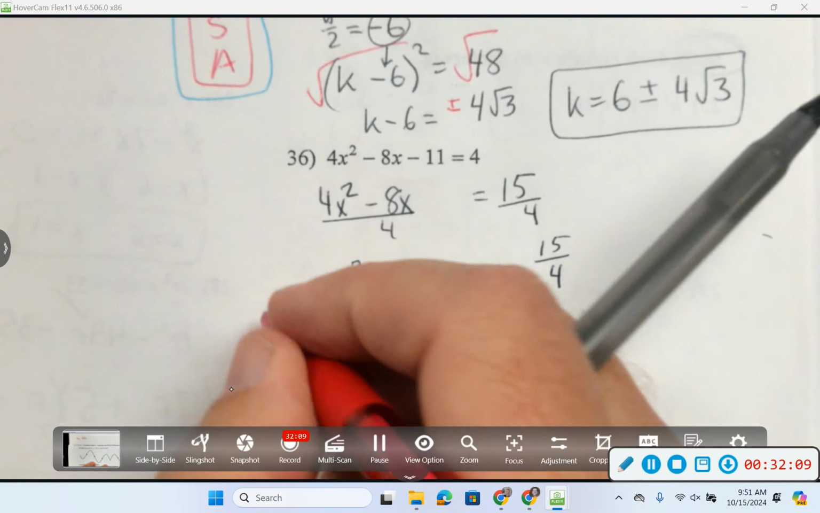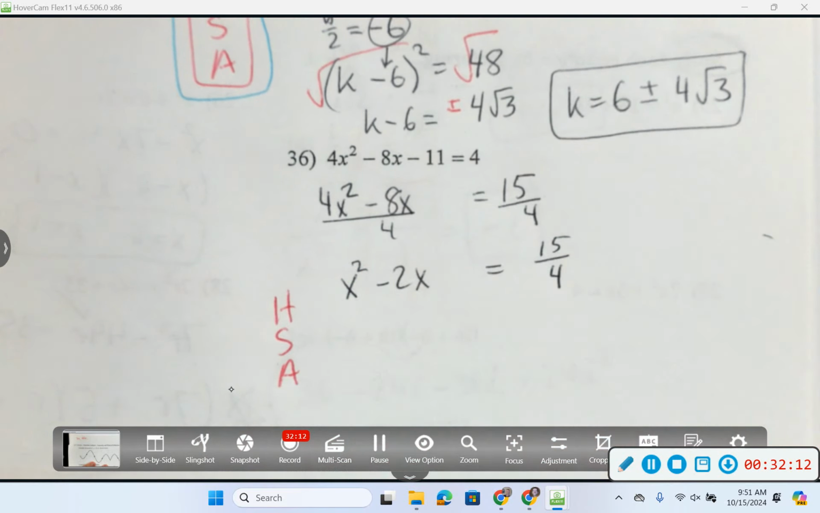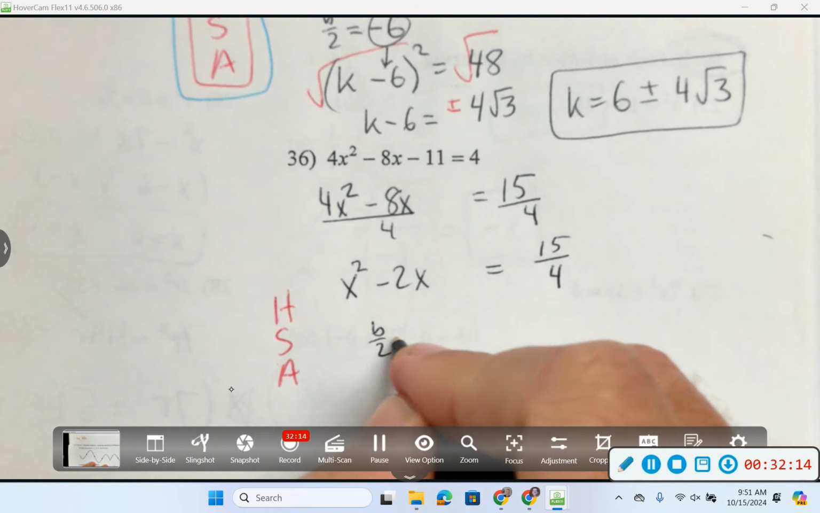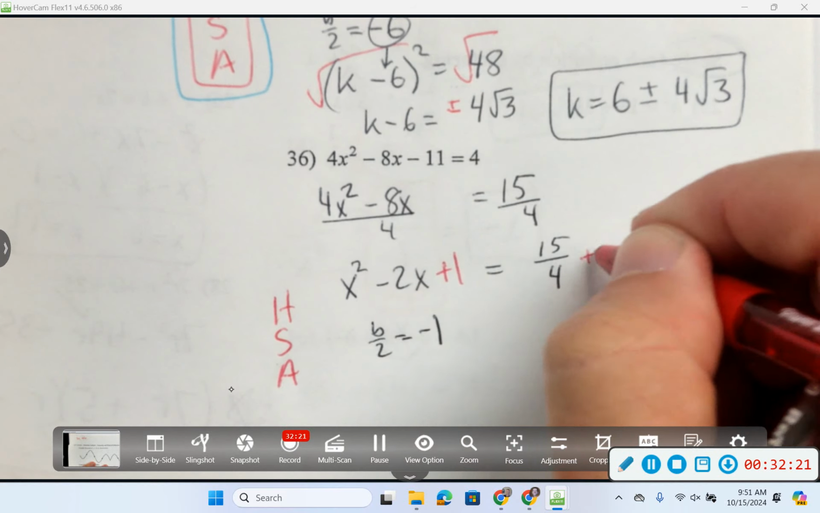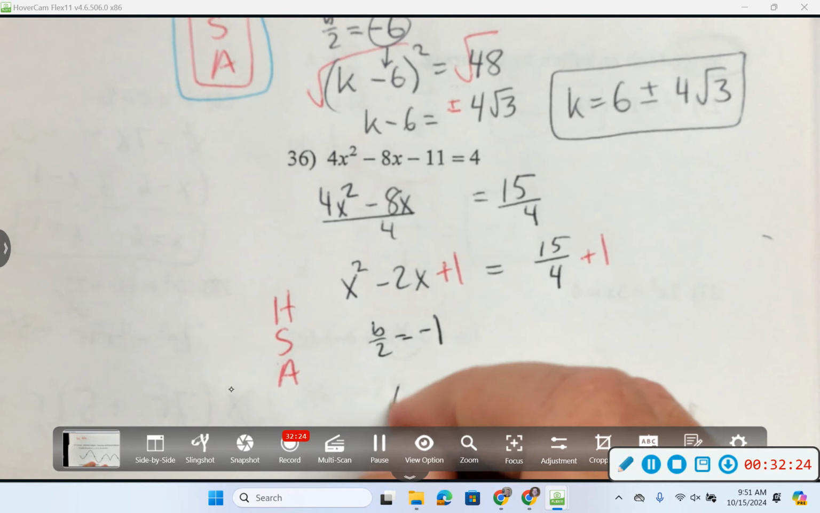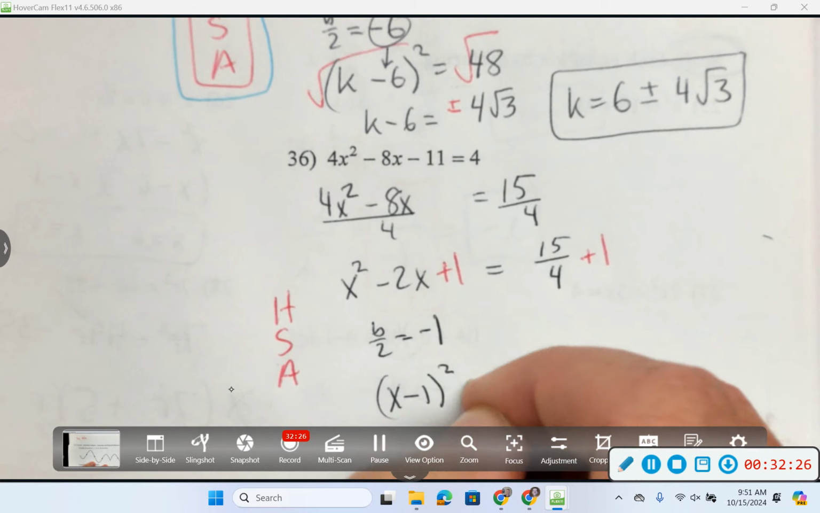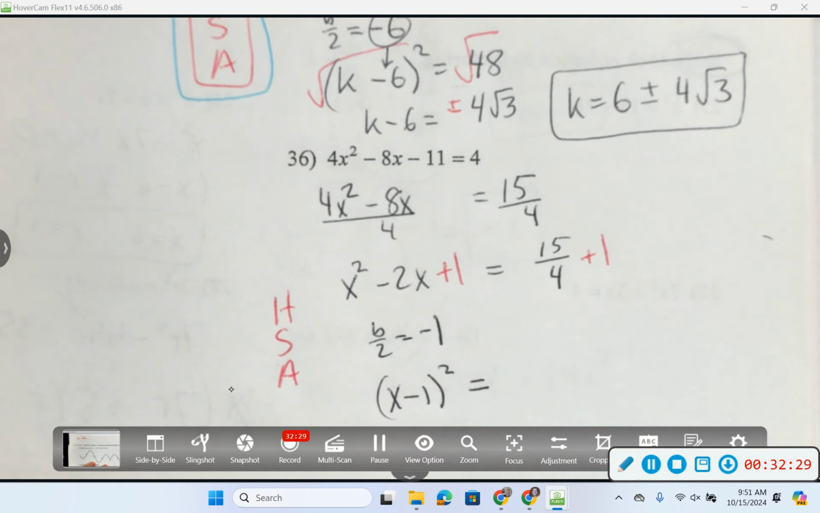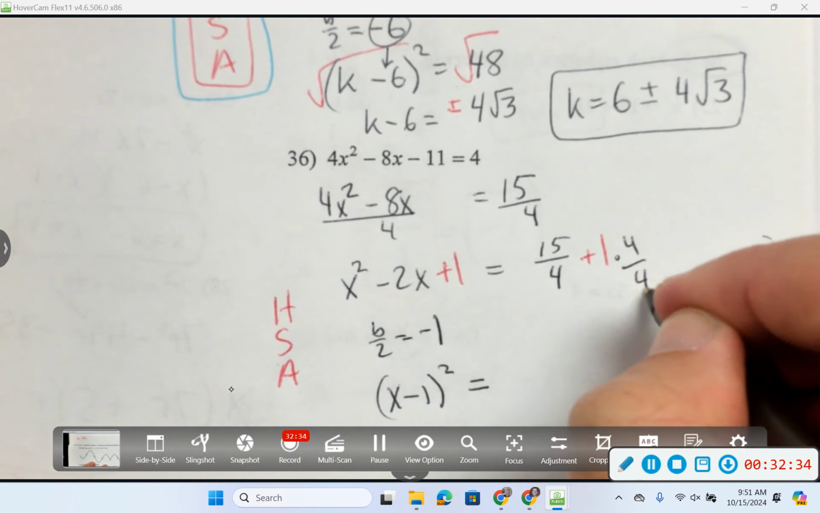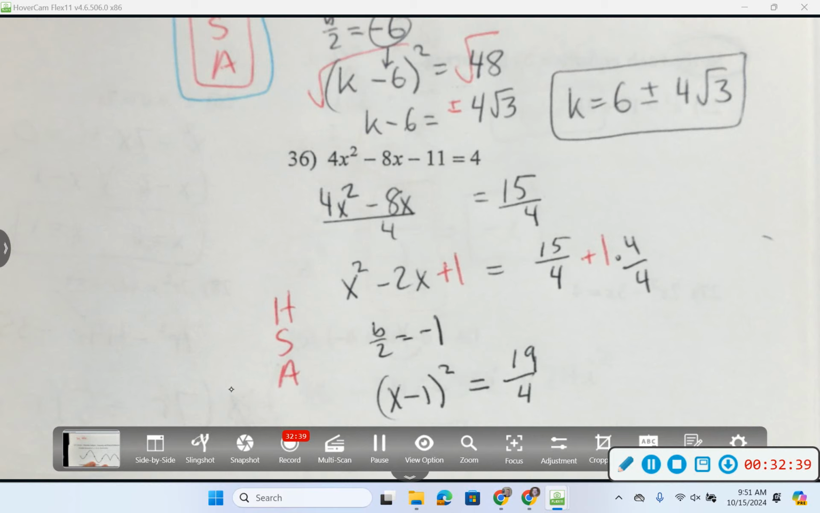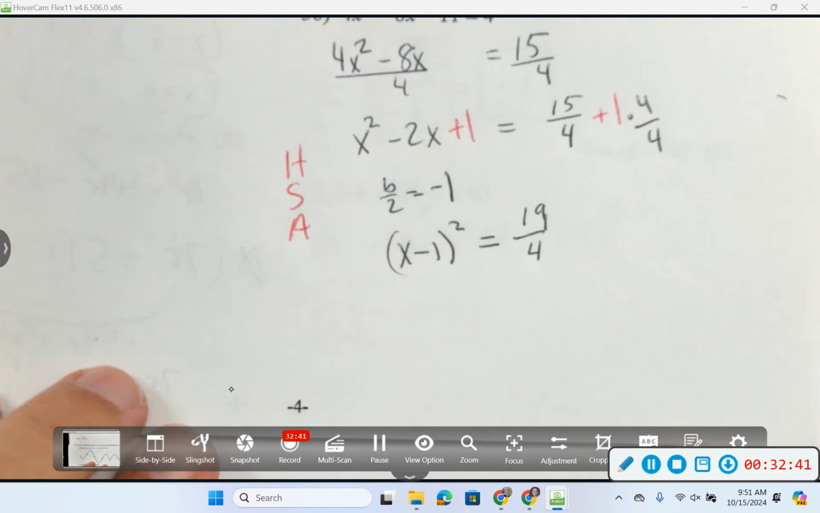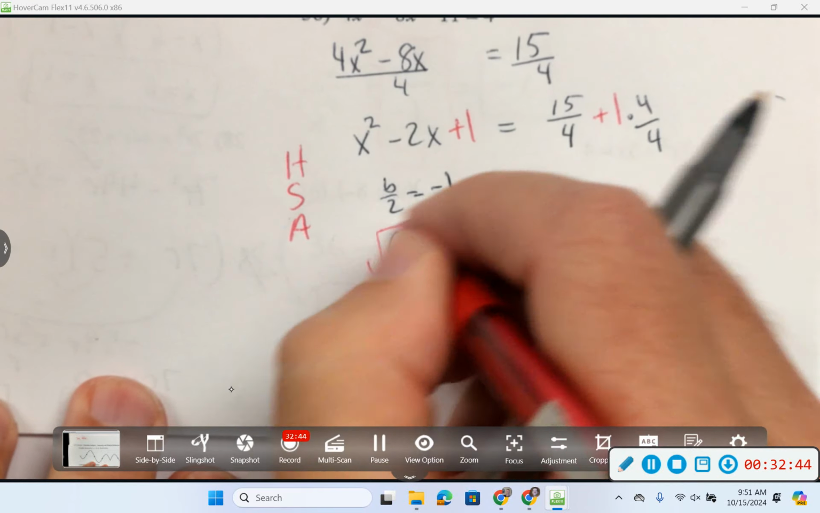Now I can do half it, square it, add it. So half of b is negative 1. What do I get when I square negative 1? 1. So we'll add 1 to both sides. X minus 1 squared equals 19 fourths. Yeah, so this would be 4 fourths. So 19 fourths. Not great, but oh well.